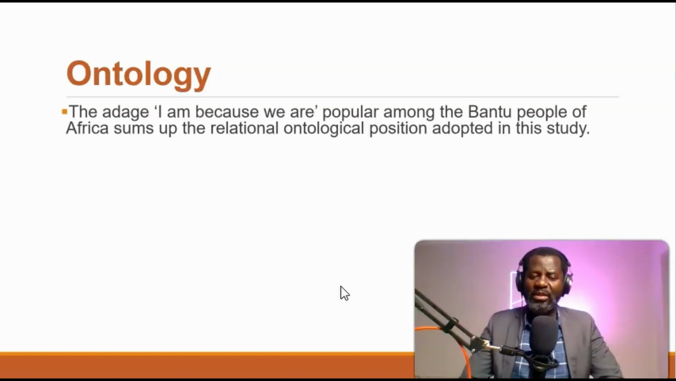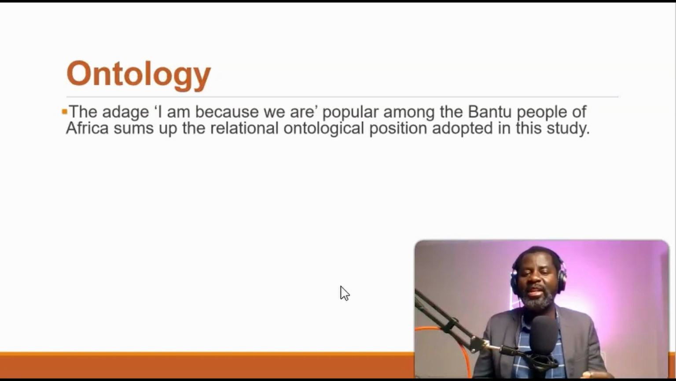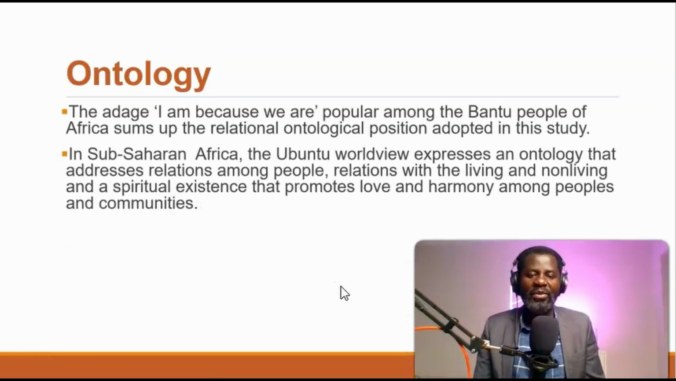And now we need to begin to understand that reality, in terms of the way indigenous African people look at it, is in terms of how they relate with each other, how they relate with the environment, the cosmic environment, and the spiritual realm. In sub-Saharan Africa, the Ubuntu worldview expresses an ontology that addresses relations among people, relations with the living and non-living, and the spiritual existence that promotes love and harmony among peoples and communities.